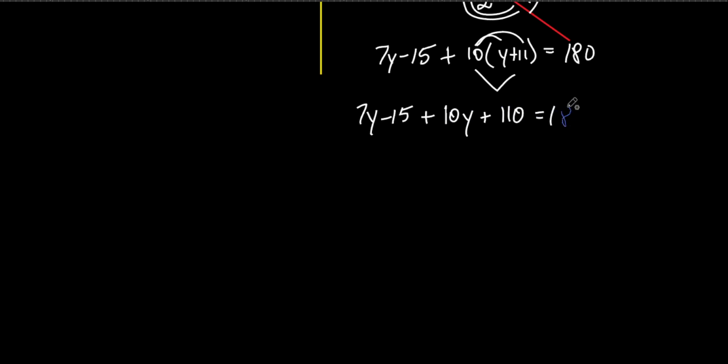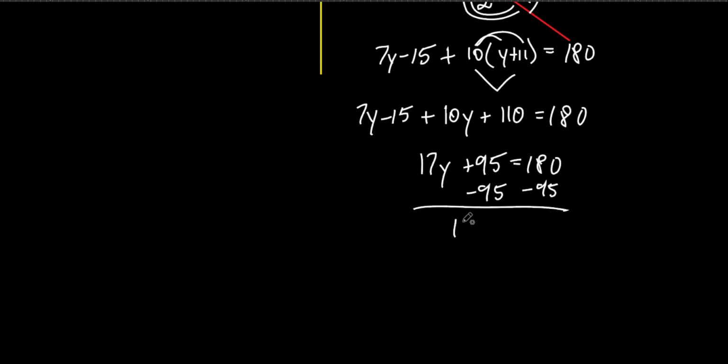And that equals 180. Let's add some like terms. Remember that from Algebra 1, correct? So what are my like terms? 7y and the 10y, which gives you 17y. You're adding them together. And then negative 15 plus 110. What if it was a 10? 95. Right. So that's 95, and that all adds up to 180. All right. The rest is easy, right? Subtract 95.